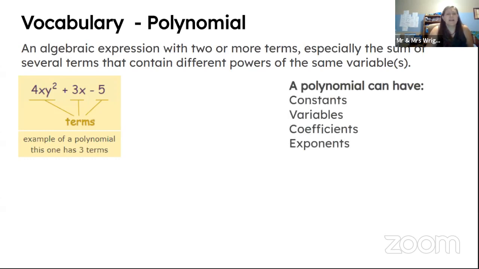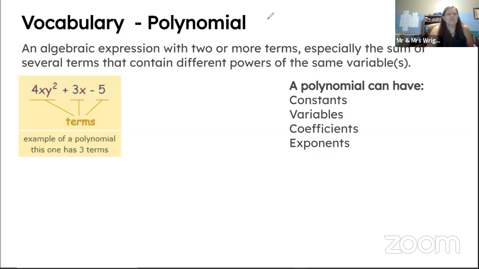A polynomial can have a constant. Remember, a constant is the number that does not have a variable. A polynomial can also have variables. So it can be either the same variable or different variables, but it can have variables, right? We have some variables here of x and y. It can also have coefficients. Remember, coefficients are the numbers before a variable. And it also can have exponents, all right? So these are all things that a polynomial can have.